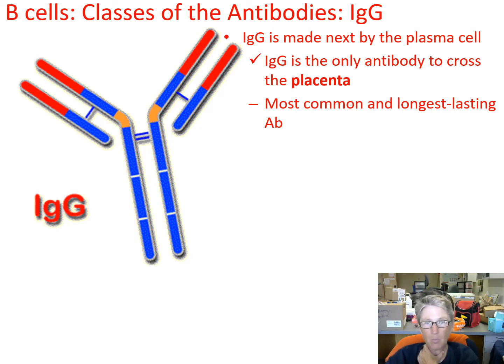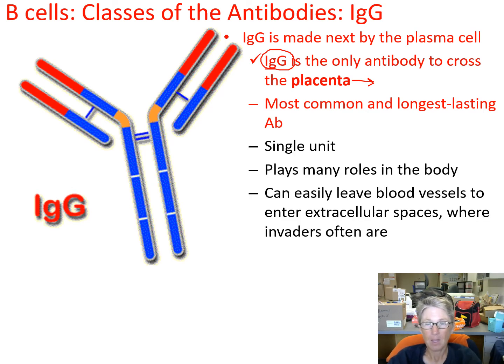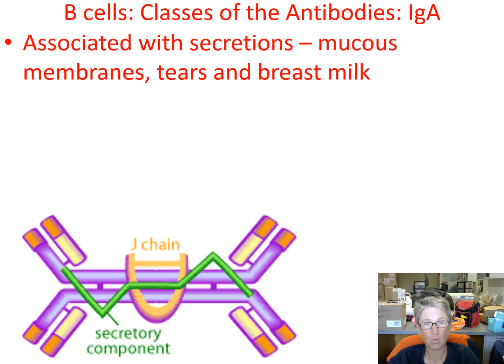IgG, a pretty simple one, is next made by the plasma cell after IgM. This is important to note: IgG is the only antibody to cross the placenta. So the fetus is getting some antibodies, but they're only IgG. IgG is the most common antibody, and it's the longest lasting one. As you can see, it's a single unit and plays a whole bunch of roles in the body. It can easily squeeze out of blood vessels into the extracellular space, where the antigens are often hiding outside the blood vessels. So that's cool.